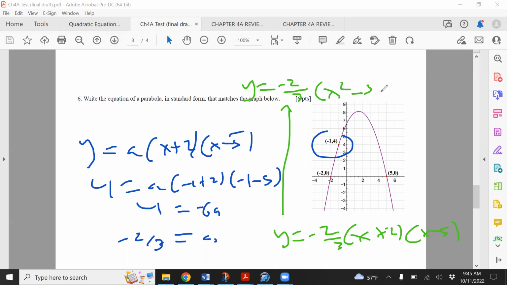X squared minus 3x minus 10. Distribute: -2/3 x squared plus 2x plus 20/3. Yeah, there you go. Done.